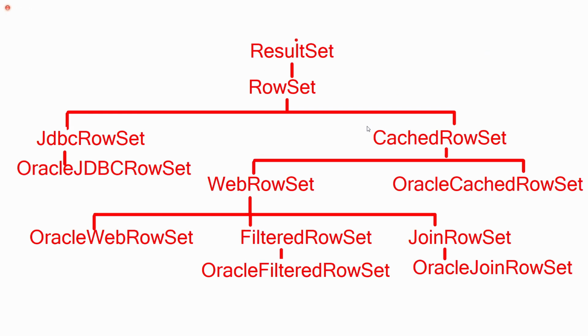See, at the top of the hierarchy, ResultSet is there. ResultSet is inherited in RowSet. RowSet is inherited in JdbcRowSet and CachedRowSet. From CachedRowSet, WebRowSet. WebRowSet, FilteredRowSet, JoinRowSet. These are classes. Oracle is there, no? Those are classes. Oracle is not there, no? Those are interfaces. Interfaces and classes, complete hierarchy given.